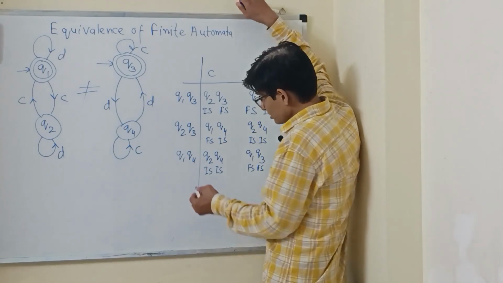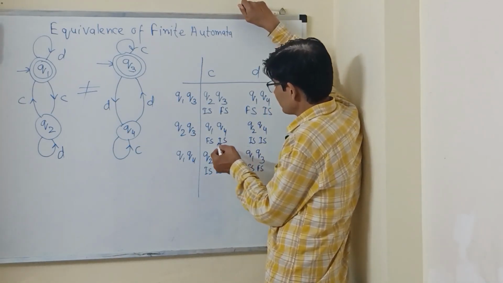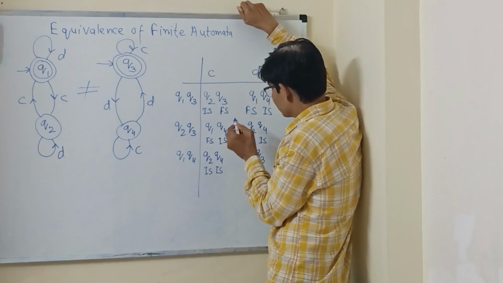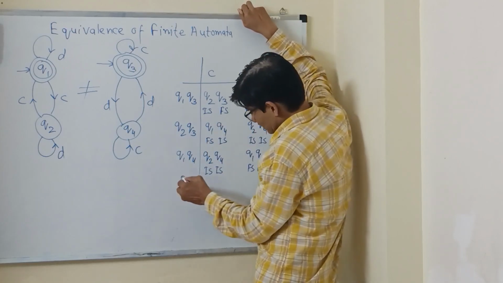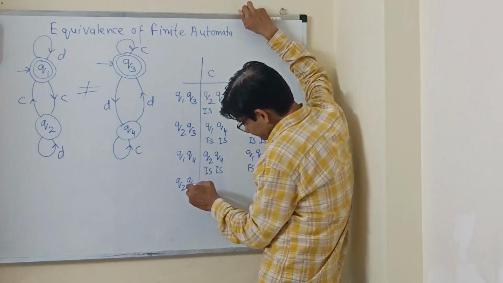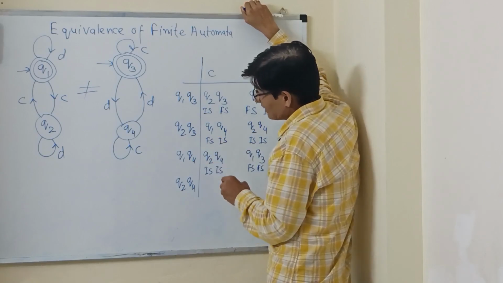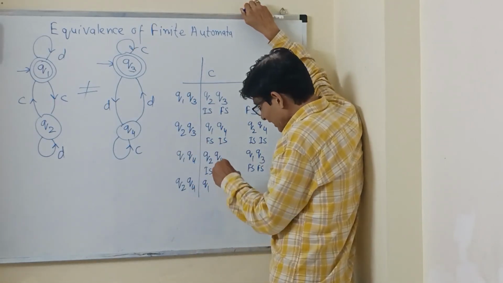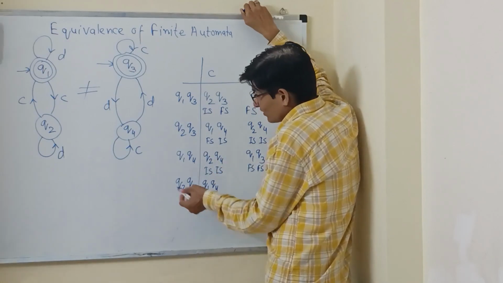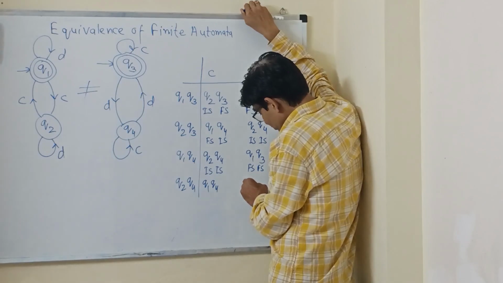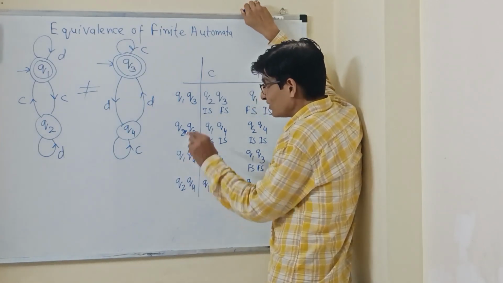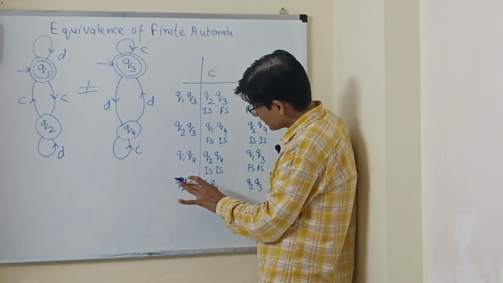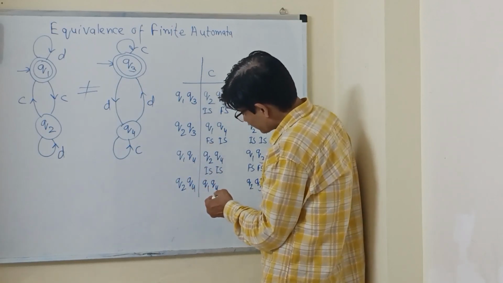Right, now is there any new pair? This we have considered. This we have considered. This we have considered. This only remains. So I can use this now. So Q2, Q4. Now on Q2, if we are applying C, so we are moving to Q1. On Q4, if we are applying C, so we are staying on Q4. On Q2, if we are applying D, so we are staying on Q2. But on Q4, if we are applying D, so we are moving to Q3. So both these states are already created. So no new states now. So we can complete it.